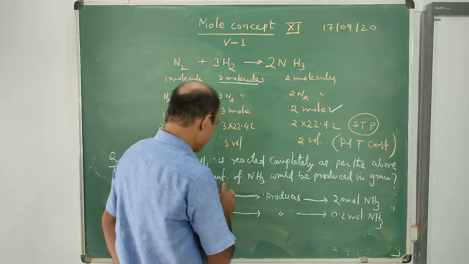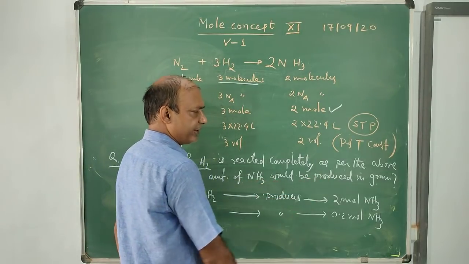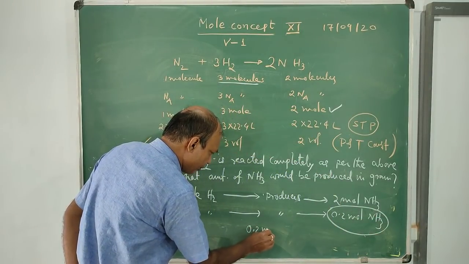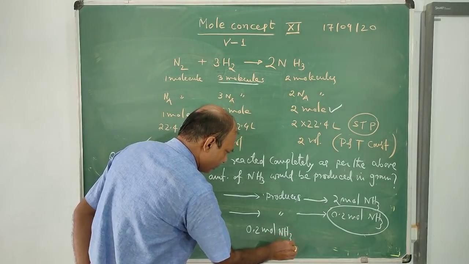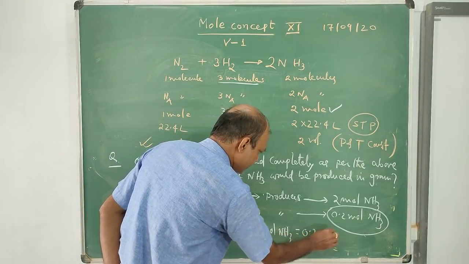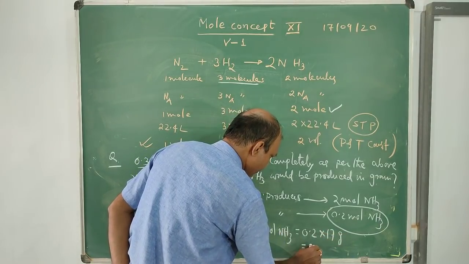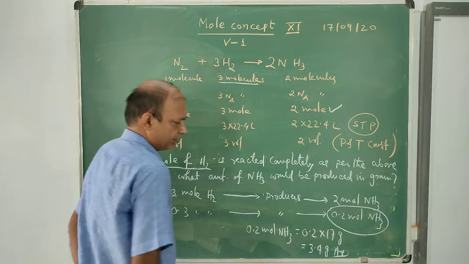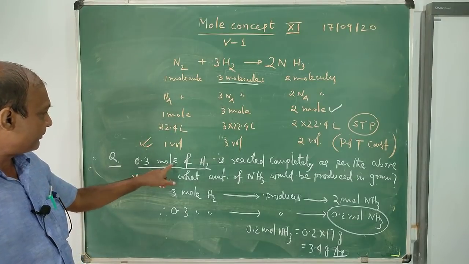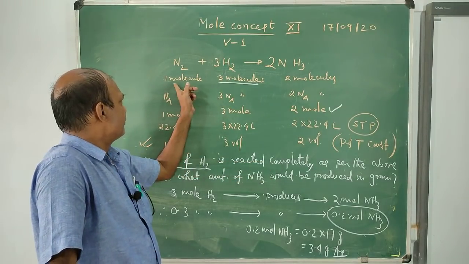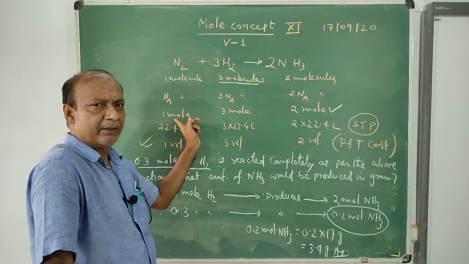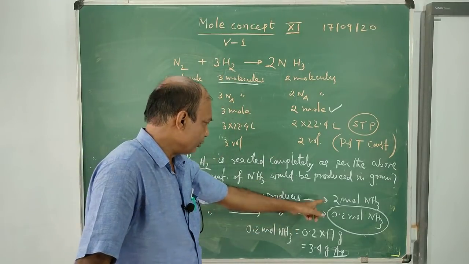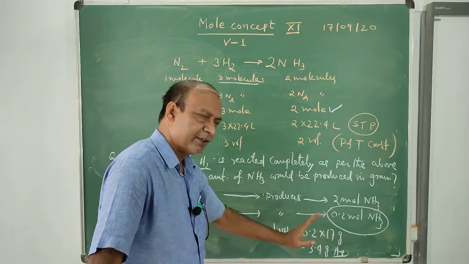Now you have to write what amount of ammonia would be produced in gram. So 0.2 mole of ammonia is equal to 0.2 into 17 gram, which is equal to 3.4 gram. This is the answer of the question. It is understood that 0.3 mole of hydrogen is reacting completely. What amount of ammonia would be produced in gram? The answer is 3.4 gram.